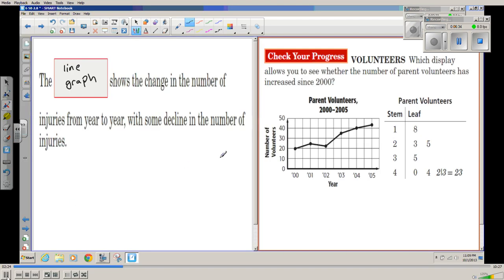Check this out. Which display allows you to see whether the number of parent volunteers has increased since 2000? Well, right here, there's nothing about years. So a stem and leaf plot does not show the years. It only shows the numbers, that there were 18 volunteers, 23, 25 volunteers. It doesn't show which year that happened. Here it shows years and compares it to the number of volunteers. So it actually gives two pieces of data.